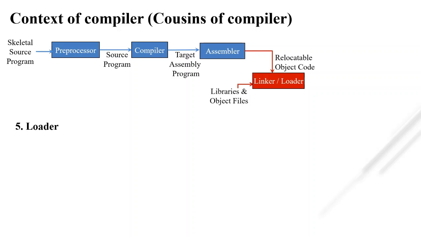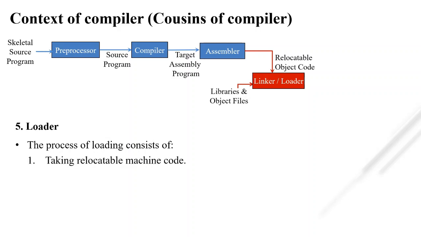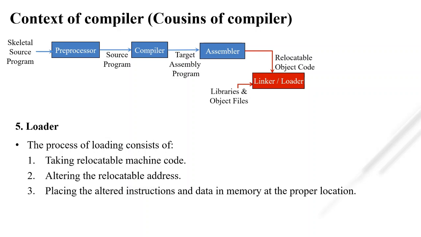The loader loads the relocatable machine code into the main memory from the storage device, alters the relocatable addresses, and places the altered instructions and the data in the memory at the proper location. Then the absolute machine code is generated. So with the help of all these cousins of the compiler, that is preprocessor, assembler, linker and loader, the compiler is able to generate the absolute machine code.